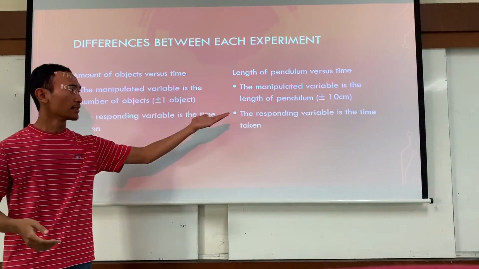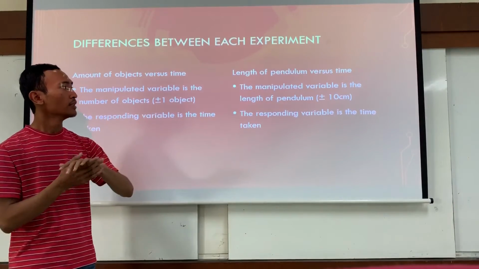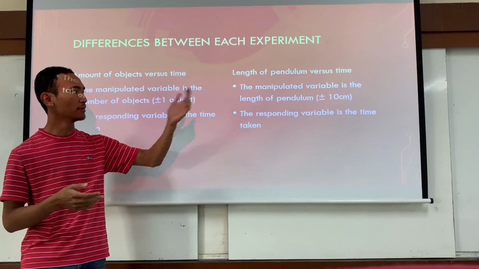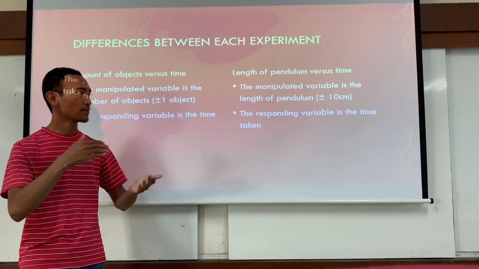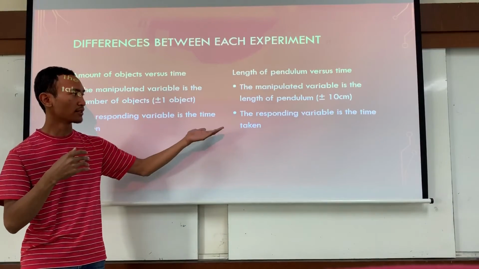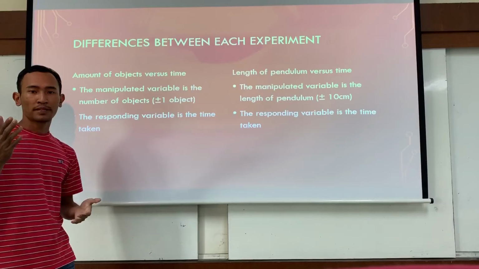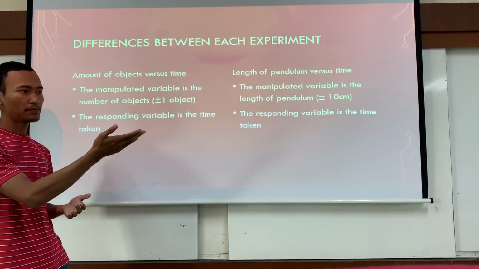Next is the continuous variable, which is the length of the pendulum versus time. The manipulated variable is the length of the pendulum, where we add 10 cm in each test. The responding variable is basically the same, the time taken. Next, I will pass to my friend Nurka Marina Shazwani for the experiment conducted.